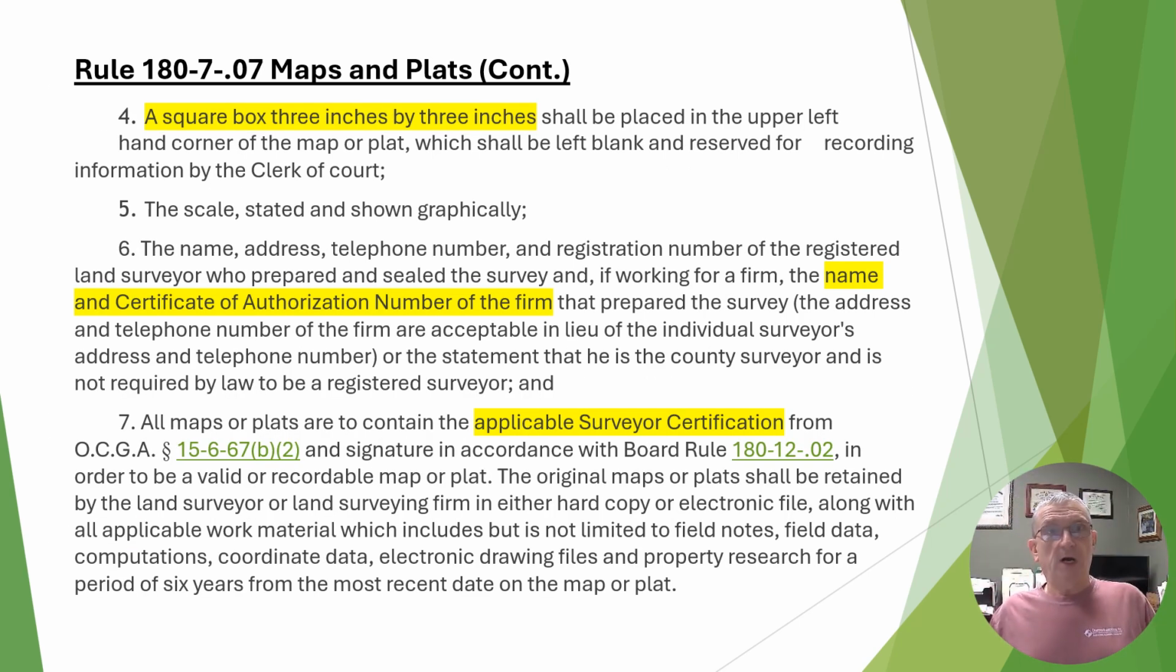Number 4, square box, 3 inches by 3 inches. So it's in both places. It's in the board rules and it's in the Plat Act. So if it depicts and describes real property boundaries and it has a surveyor seal and signature, it's got to have a 3-inch square box, as well as the scale, as well as the surveyor's firm information, including the certificate of authorization number, or that language that it's a surveyor who's either not required to be licensed because he's a pre-78 elected county surveyor, or because he or she is working in their own specific individual capacity.